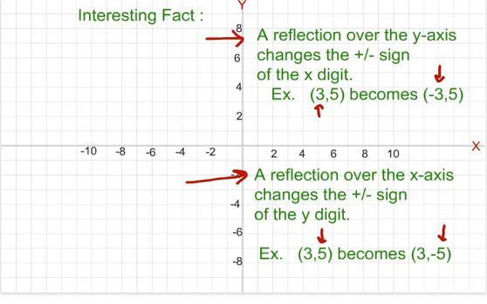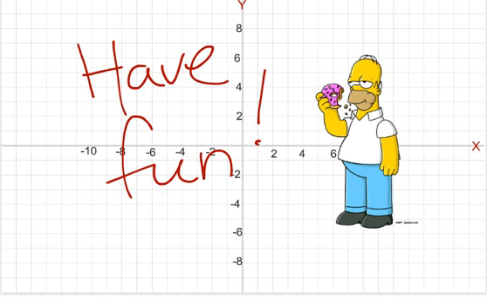Some interesting facts. When you do a reflection over the y-axis, it changes the plus or minus sign of the x digit. So for example, (3, 5) becomes (minus 3, 5). So when your reflection is over the y-axis, the sign of the x digit is changing in the image. A reflection over the x-axis changes the sign of the y digit. So when you reflect over the x-axis, the y digit is changing sign. That could help you review if your transformation is good.